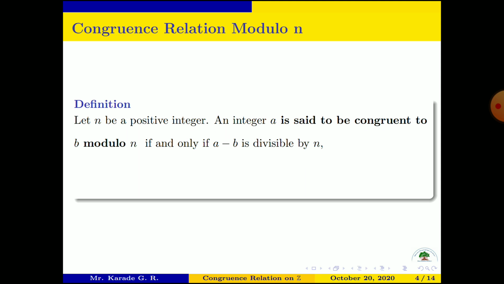So when we divide the difference a minus b by n, then we must get a remainder 0, or we can say that a minus b is divisible by n, or we can say that a minus b is a multiple of n. Okay, so all these things are one and the same. So this is the very simple definition of congruence modulo n.